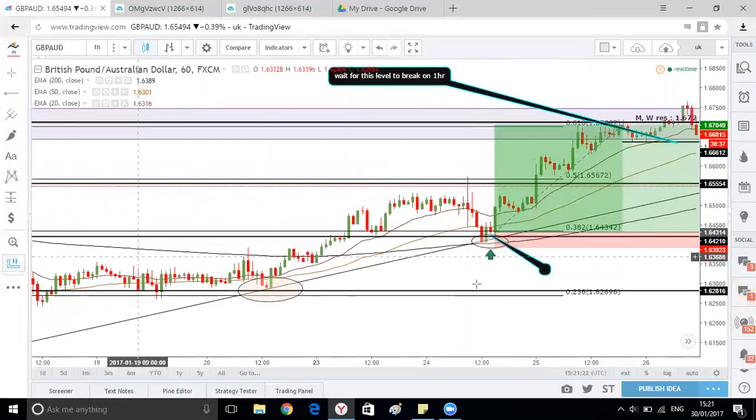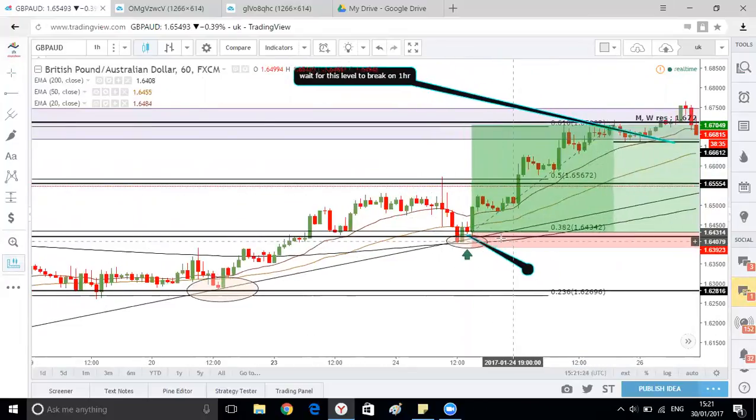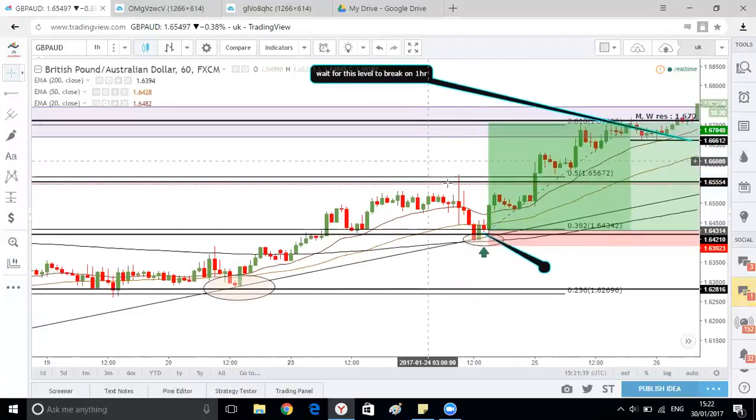You can see prices, the moment you entered, went up and did not even test your stop loss. So your stop loss was around 40 pips. You risked 40 pips for 270 pips.